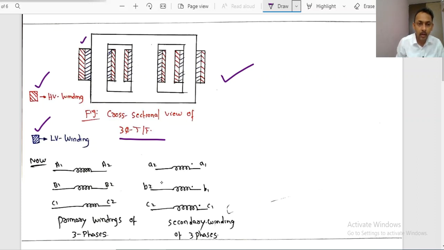Three phases are there. And on the nameplate details we can observe, if you have used capital letters A1 and A2, it represents the primary winding. Similarly, B1, B2, C1, C2, capital letters are used with respect to the primary winding. Small letters a1, a2, b1, b2, c1, c2 are used with respect to the secondary winding of the three phases, right? So this is a cross-sectional view of a three-phase transformer.